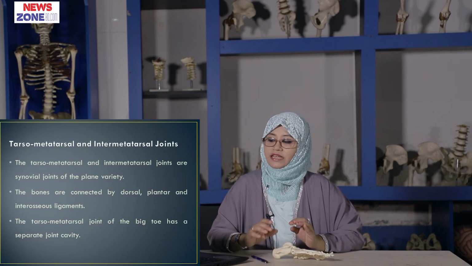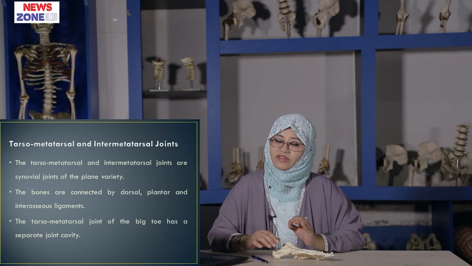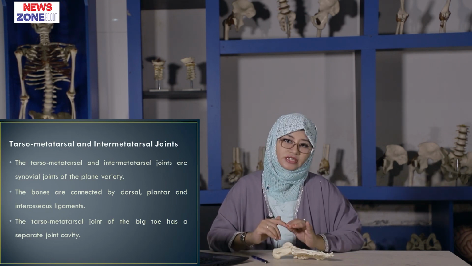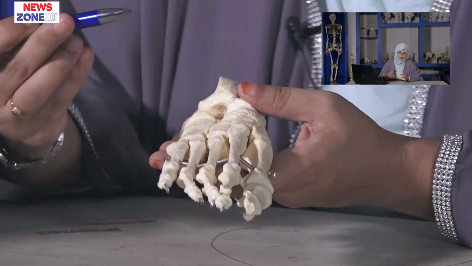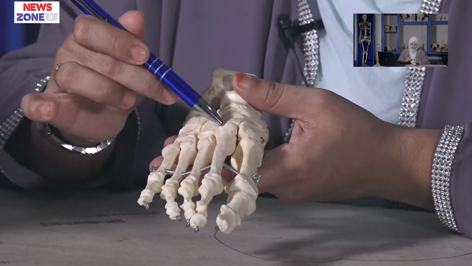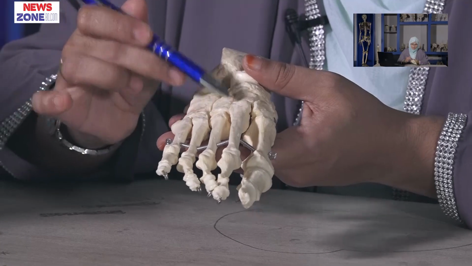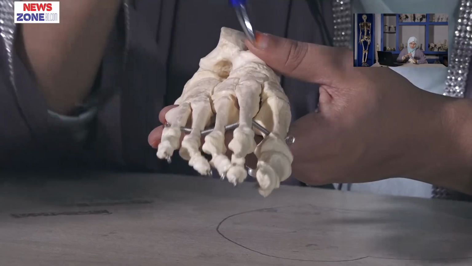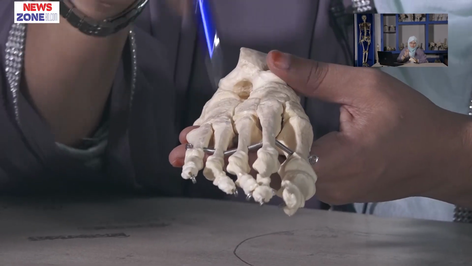Now, tarsometatarsal and intermetatarsal joints. The tarsometatarsal and intermetatarsal joints are plane variety of synovial joint. The bones are connected by dorsal, plantar and interosseous ligaments. The tarsometatarsal joint of the big toe has a separate joint cavity. Here, tarsometatarsal joints occur in between the tarsal bones and the metatarsal bones, and there are intermetatarsal joints.